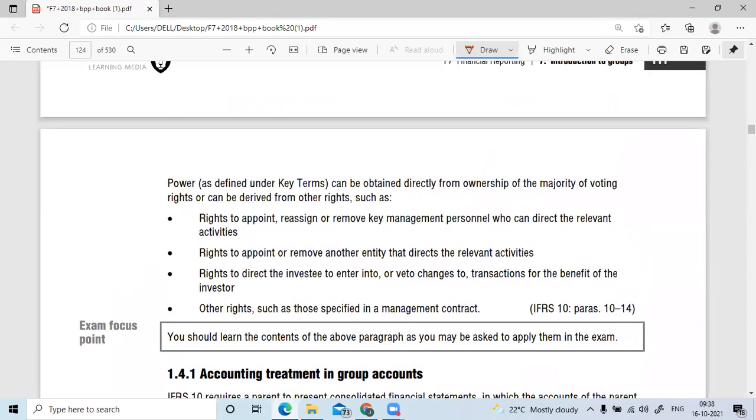Now, power. We discussed something about power, right? Power is nothing but these are the 4 points which say that the parent really has power over the subsidiary. What are those 4 points? Power can be obtained directly from ownership of the majority of voting rights. What do you mean by voting rights? To make any decision, they have the right to vote.